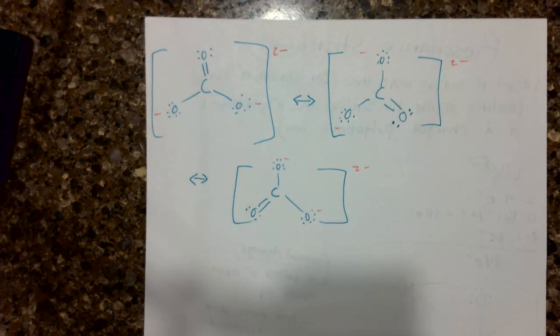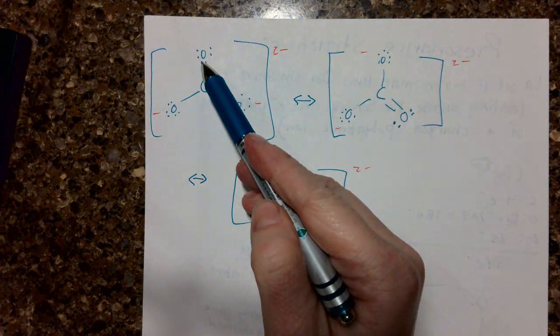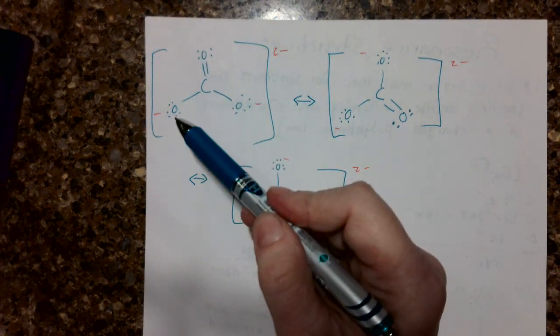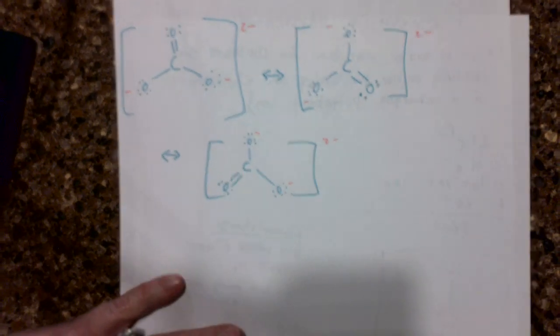So we're showing, right? You need to look at it and think, okay, how else could I draw this? He's not going to be the only one with the double bond. It could have been him or him with the double bond. So you draw all three pictures at the same time. So these are the resonance structures.